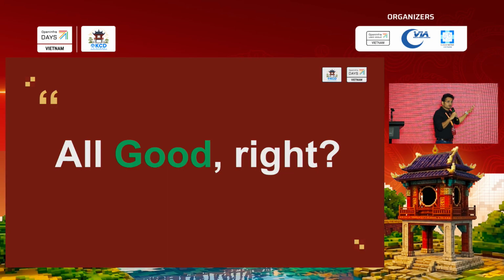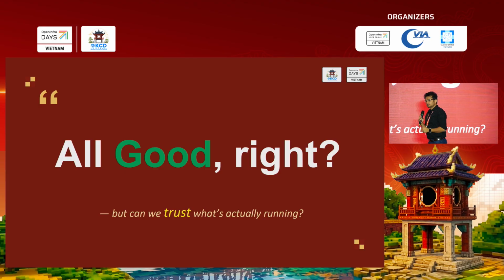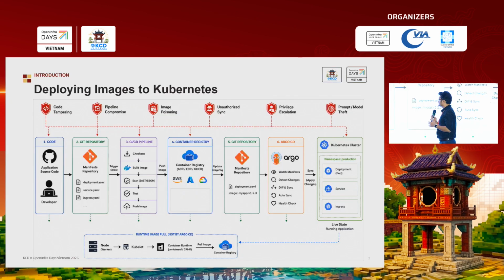Okay, so this seems all good, right? Is there any problem which you feel? But the problem is, can we trust whatever is running on Kubernetes? We say that we have followed all the security guidelines to make sure that builds are secure. But what about the runtime, is it secure? That's what we're going to look at today.